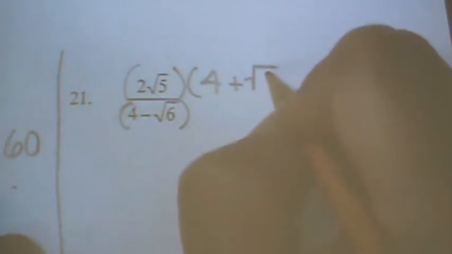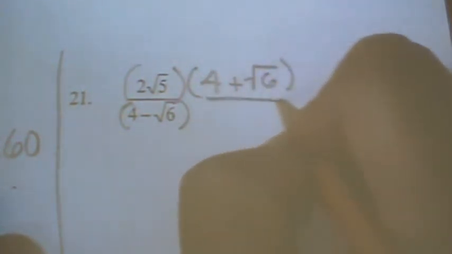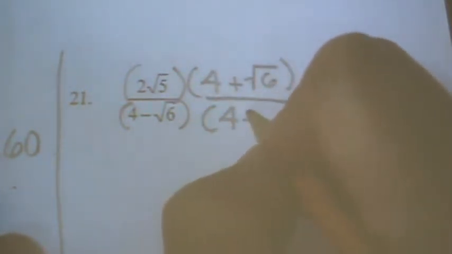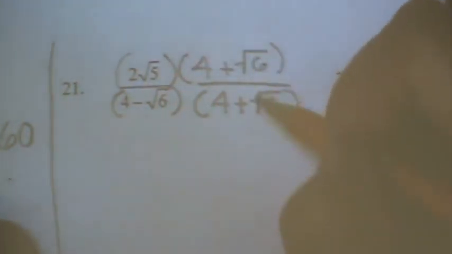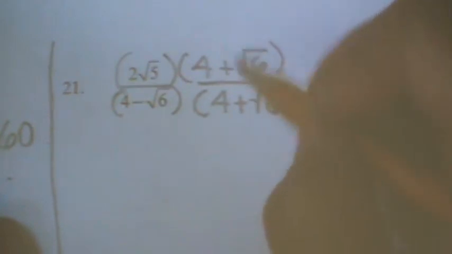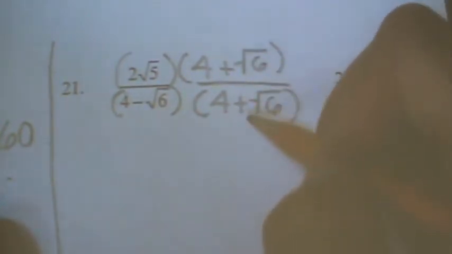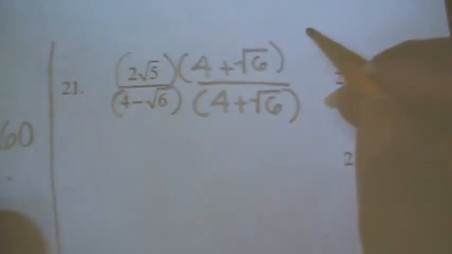21, what do you do on this one? Multiply by the conjugate, good. What is the conjugate? 4 plus root 6. I will give you a point if you just write this: 4 plus root 6 over 4 plus root 6. These two have to be the same, because why? Because it's 1. So whatever you do to the bottom, you do to the top. Thanks, Kaylin.